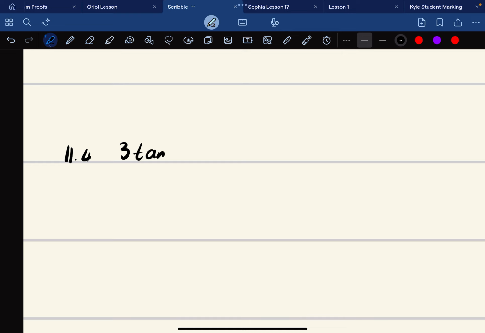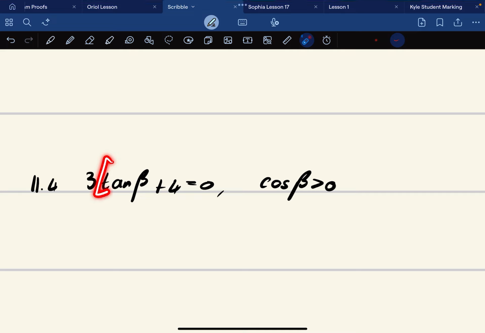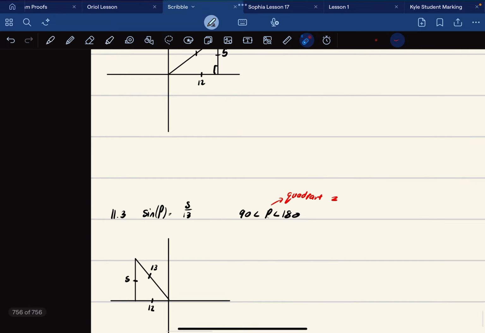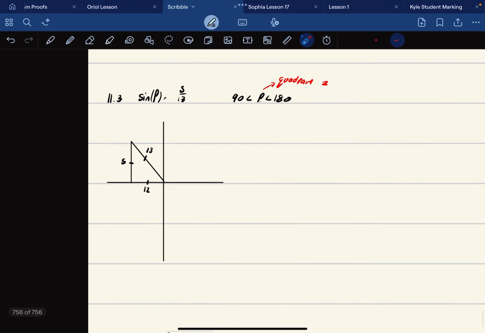3 tan beta plus 4 is equal to 0, and cos beta is greater than 0. Okay, now we need to be very careful. What you must aim to do when doing these types of questions is isolate your trigonometric ratio. So we want to isolate tan beta, very similar to what we did up here, where we isolated tan p.